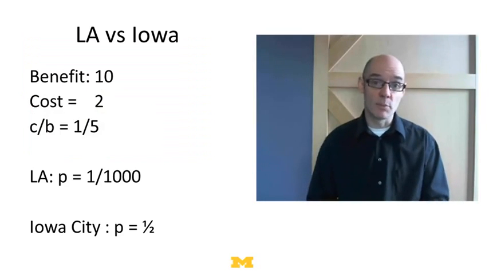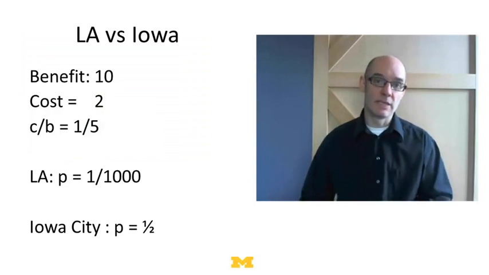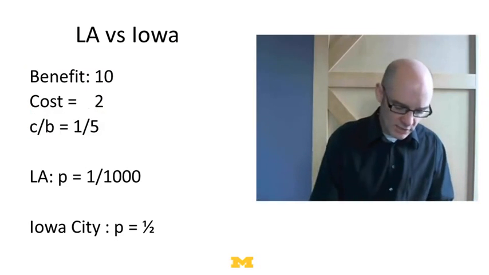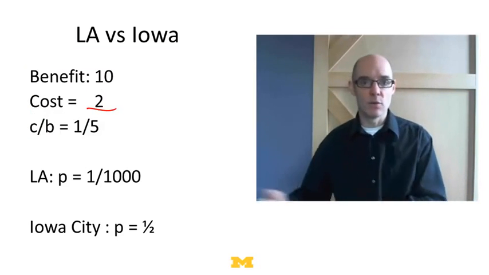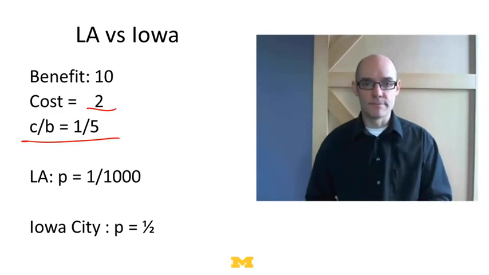It's just direct reciprocity. So let's suppose that the benefit to me of getting to jump in front of her was 10 because she had this cart full of food. Let's suppose the cost to her is only 2 because I only had a few items. So this ratio of cost to benefits is 1 over 5.